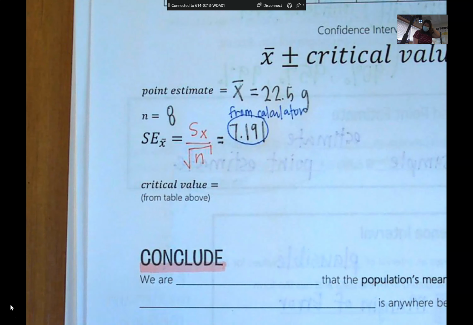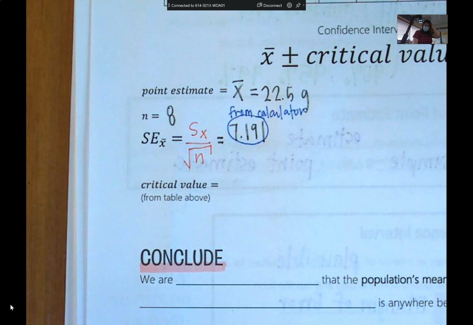And what I now know is that I'm 95% confident that the true value is anywhere between these two numbers. So our sample value is right in the middle, and the lowest that the true value could be is 17.5, and the biggest that the true value can be is 27.5. So we're 95% confident it's somewhere in this interval.